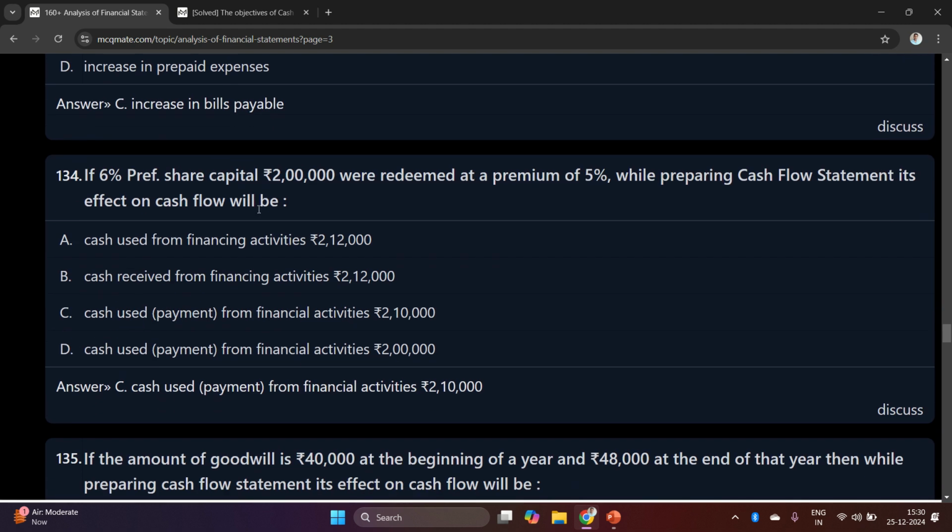If 6% preference share capital of 12 lakhs was redeemed at a premium of 5% while preparing cash flow statement, its effect on cash flow will be cash used for payment for financing activities, 12 lakhs 60,000.